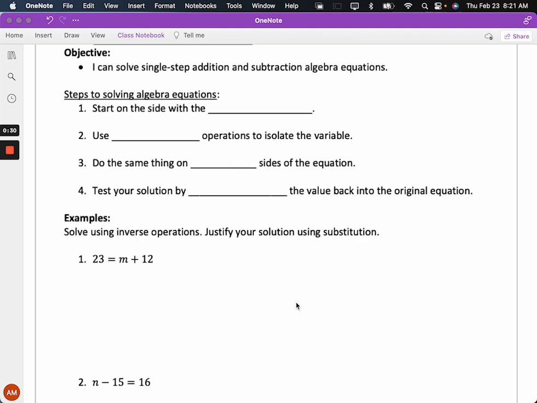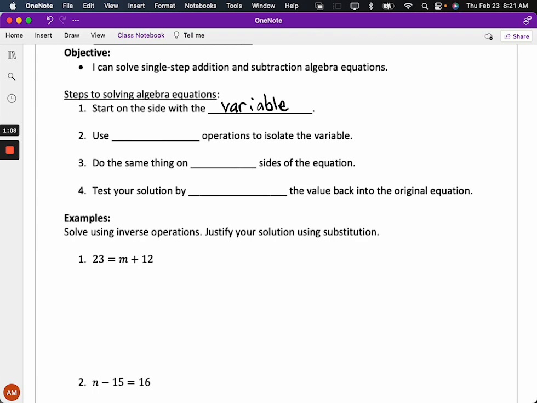Looking at our steps for solving algebra equations. Anytime we're given an algebra equation, if we follow these steps, we can go step by step and work towards our solution for what that variable represents. Our first step: whenever we're looking at an algebra equation, we always want to start on the side with the variable. Whichever side has the variable on it is the side we want to start on. I know that in later grades you'll see some with variables on both sides, but for ours we're typically just going to see them on one side.